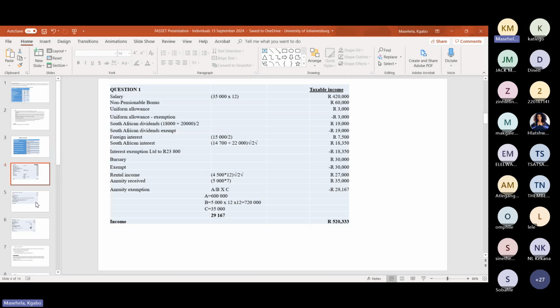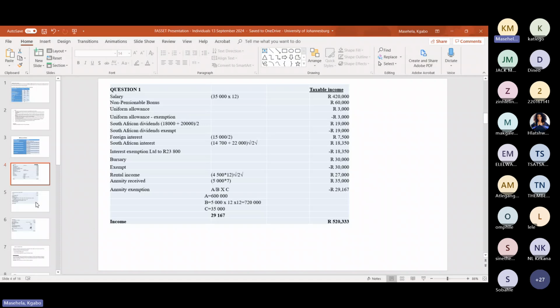Here, rental income, they have received 4,500 per year. But because they are married in community of property, that's why we divide by 2, then it's 27,000. There are 2 marks for this. 2 marks for divided by 2 South African interest. It's a lot of marks at stake.